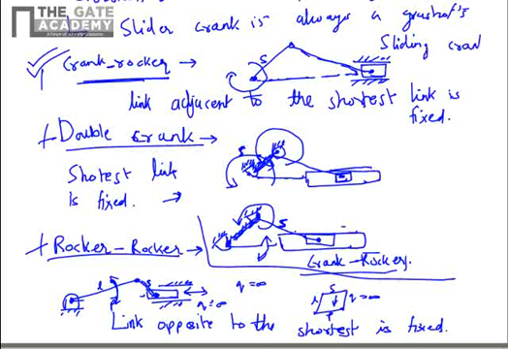Here you have one crank which has the complete rotation, and one sliding contact which is having the rocking motion. The piston is having the rocking motion. So if you are saying a mechanism is a sliding crank, that inherently means that it is a crank rocker mechanism, and it is a Grashoff mechanism where the link adjacent to the shortest link is fixed. So, nomenclature of a single slider crank.